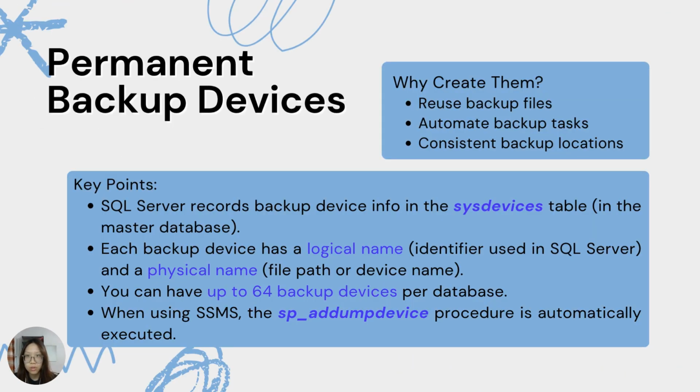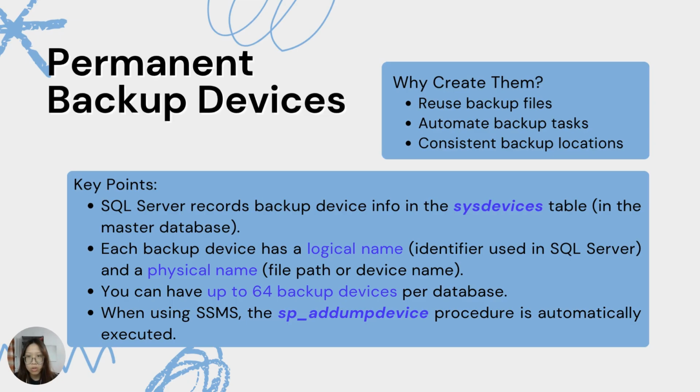Now, let's look at why we create permanent backup devices. Permanent backup devices are used when you want to reuse backup files or automate scheduled backups. SQL Server records information about each device in the sysdevices table of the master database. Every backup device must have both a logical name, which SQL Server uses internally, and a physical name, which is the file path or tape location. You can create up to 64 backup devices per database.